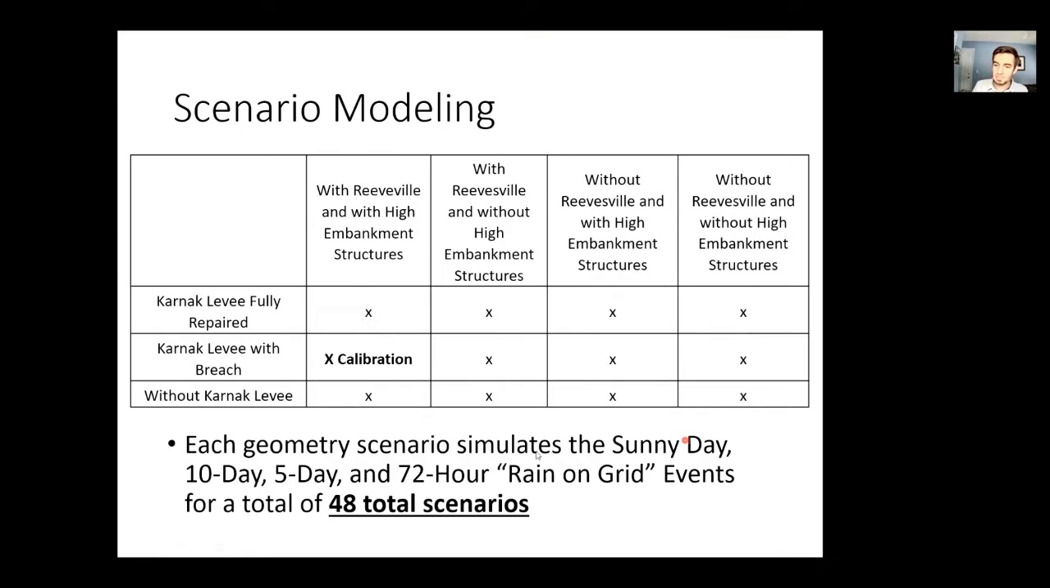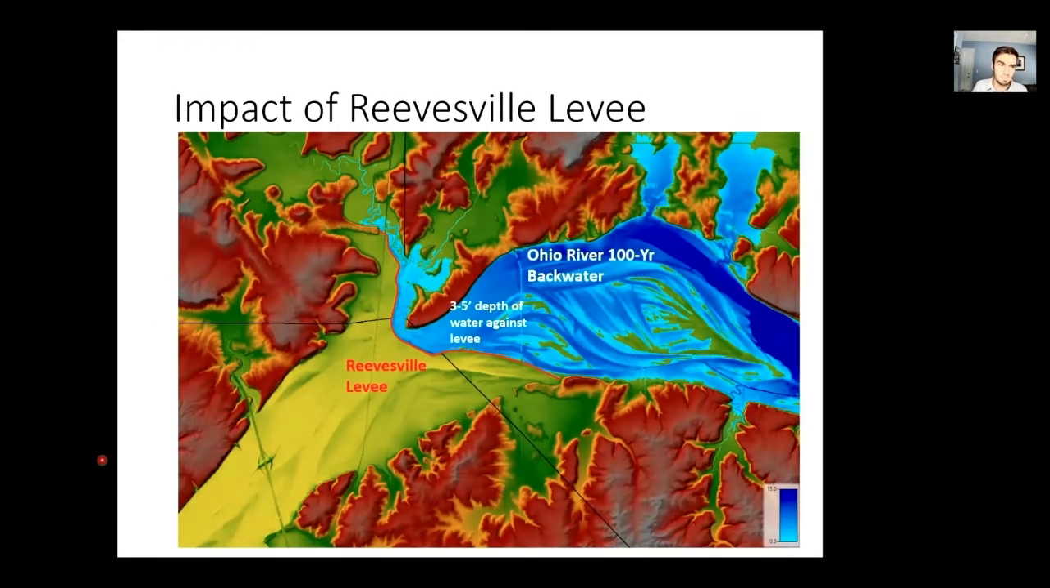So with each of these 12 geometry scenarios, we simulated the sunny day, the 10-day, 5-day, and 72-hour rain on grid events for a total of 48 modeling scenarios, and we'll probably add a few more before everything is said and done. So once we had run each of our 48 unique simulations, we were able to start comparing our results and understanding the impact of some of these features on flooding in the Cache Valley.